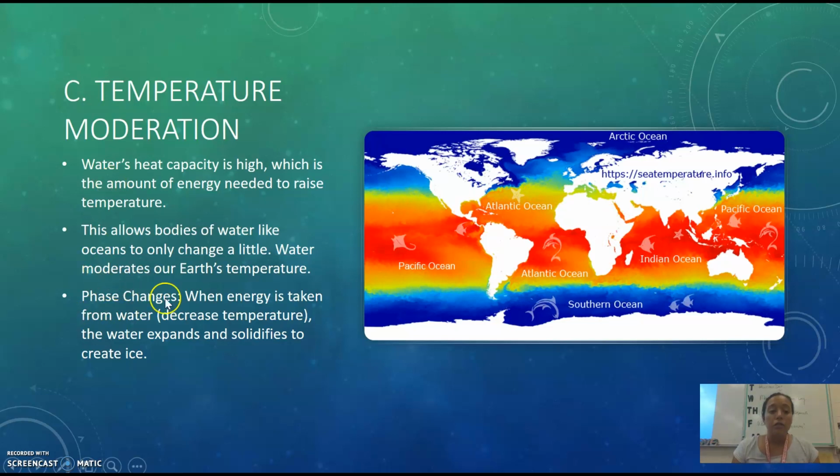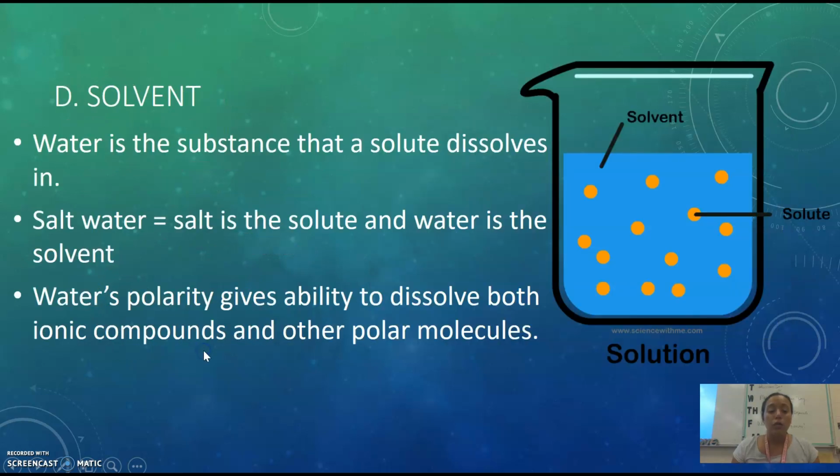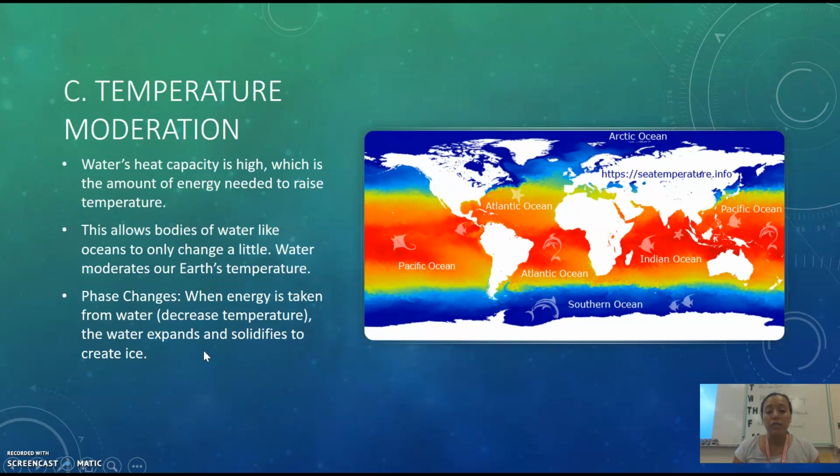Another thing, phase changes. Remember when energy is taken from water, it will decrease in temperature and your water will expand and solidify to create ice. So just remember your phase changes: melting, freezing, and becoming a gas. Okay, so just remember temperature moderation: water has a high heat capacity.